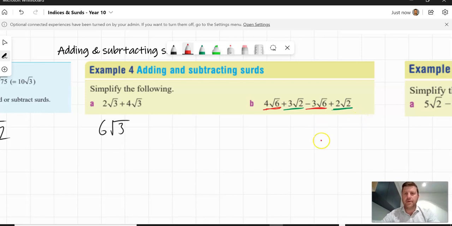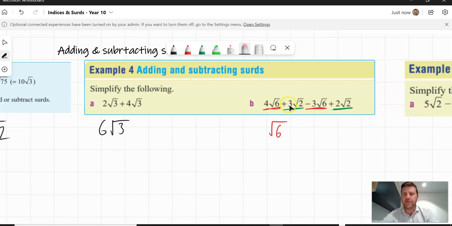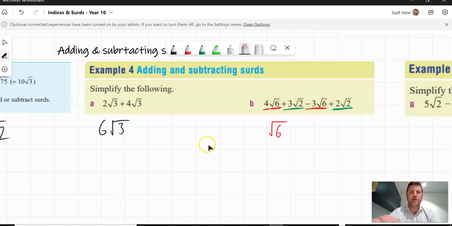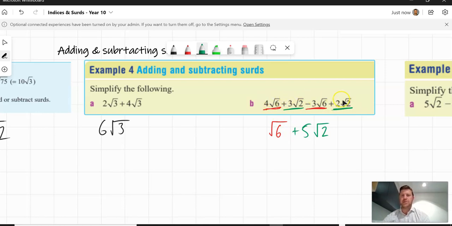So 4 root 6 take 3 root 6 is 1 root 6, or simply square root of 6. Just like algebra, if the coefficient is a 1, we don't need to show that. And then I'm going to do positive 3 root 2 plus 2 root 2. Again, just adding the number in front of the surd, the 3 plus the 2 to give me 5. In this case, it's a positive 5. And the square root stays the same as root 2. Okay, so it's as simple as that, and that's a simplified version of this expression here.